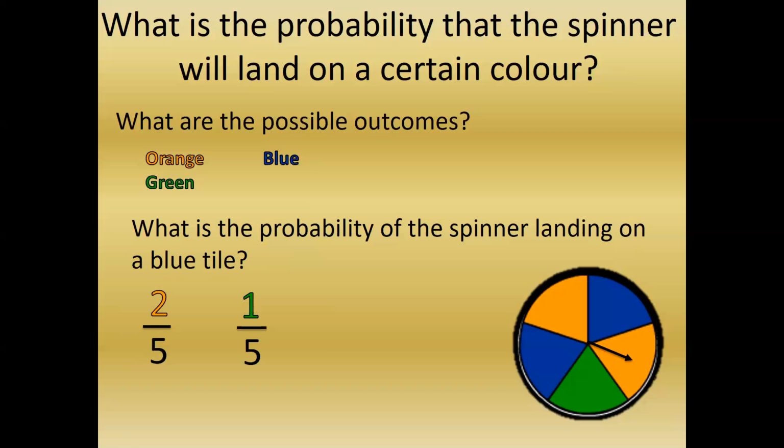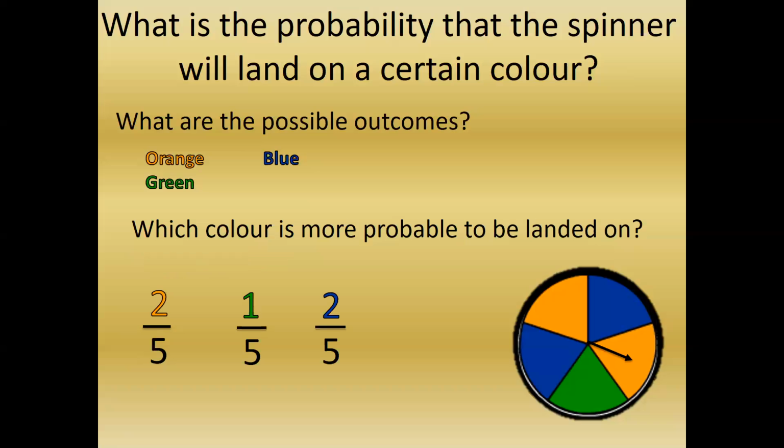Next we're going to look at the probability of the spinner landing on a blue tile. How many parts do we have in total? How many total tiles? 5. How many of those tiles are blue? 2. So 2 over 5 is the probability of the spinner landing on a blue tile.